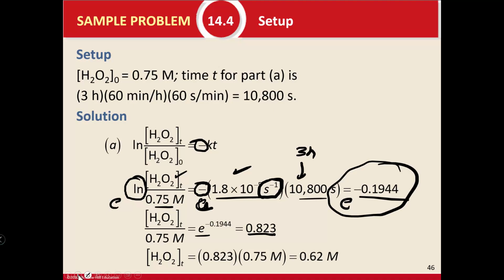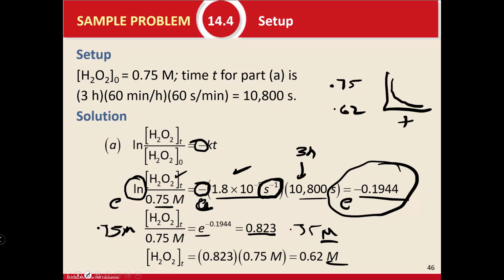And so now, to solve for the hydrogen peroxide, we multiply both sides by 0.75 molar. And there's our units. There's why we have the units here, and we get 0.62. So does that make sense? Always see if that makes sense. If you initially start at 0.75, your final better be less than that, because the concentration of A, in this case the hydrogen peroxide, is decreasing over time.